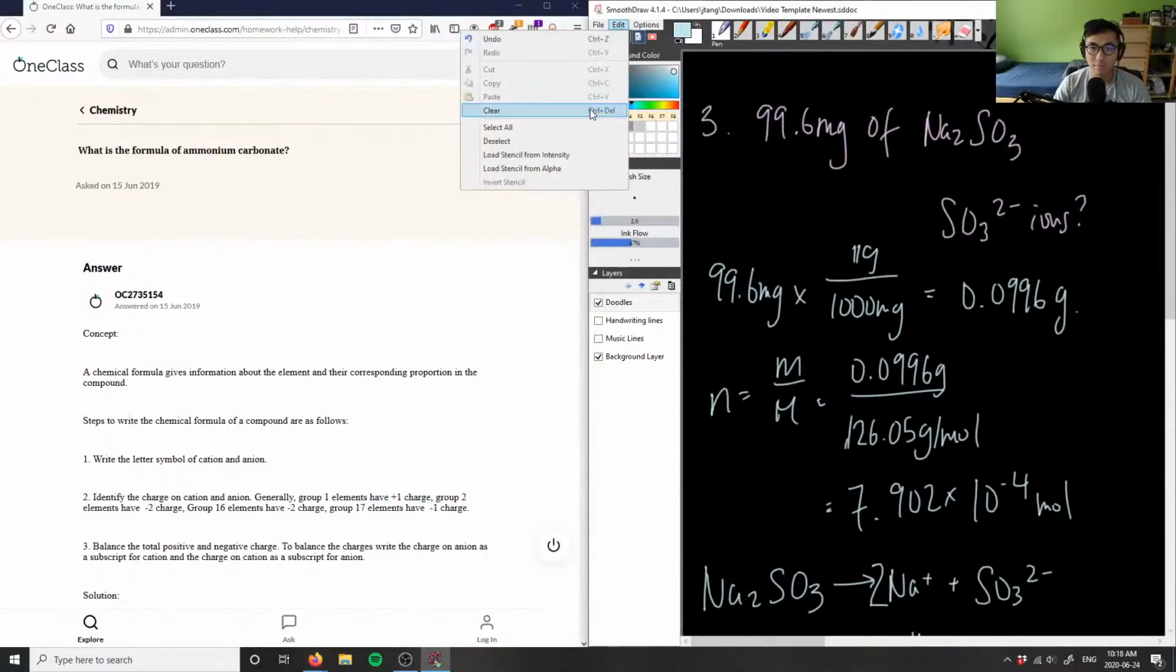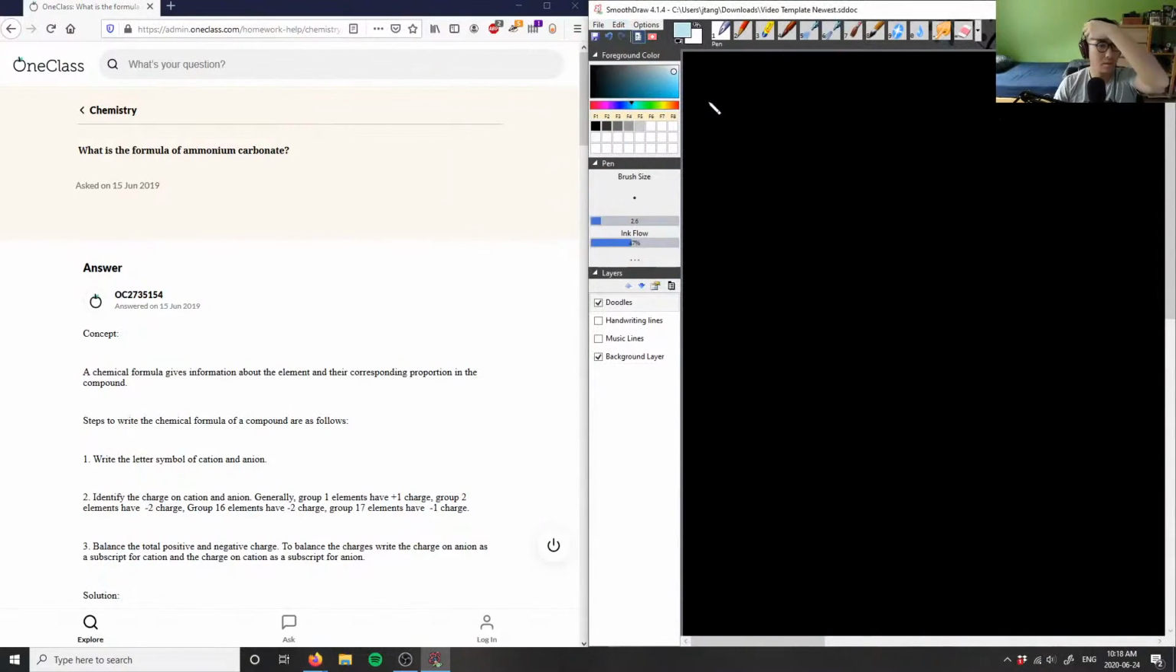Let's look at number four. Number four is asking us, what is the formula for ammonium carbonate? Ammonium carbonate. So with this problem, what we want to do is separate these into two compounds. We have ammonium carbonate, so we know this is going to be an ionic compound.